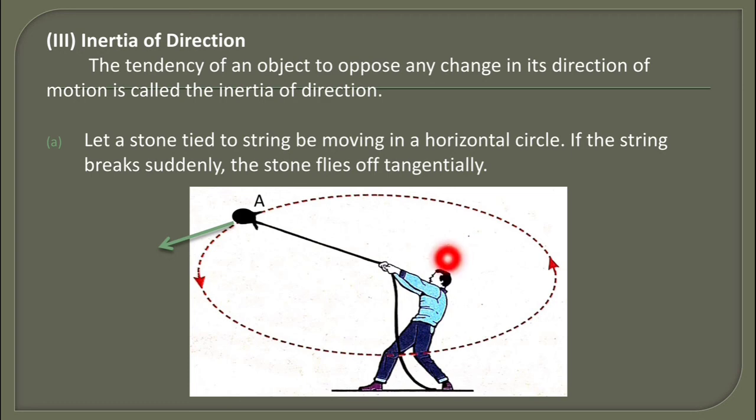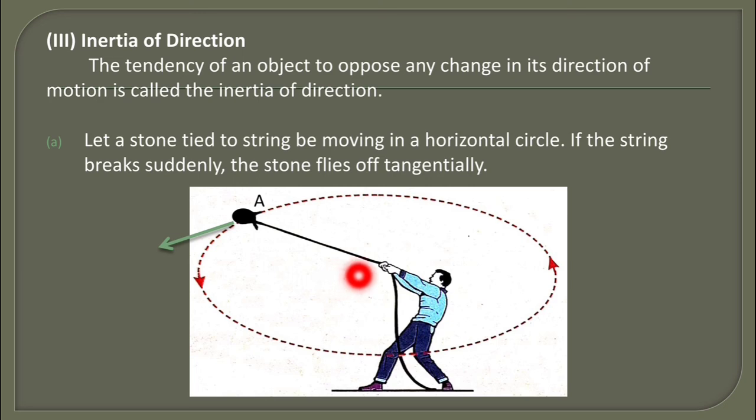In this situation, you can see that the man is describing a horizontal circle with the help of a stone and a string. And this man is constantly providing a pull to the stone, which helps the stone to move in a horizontal circle. It means if there is no pull acting on this stone, then the stone will not describe this horizontal circle. So what happens if the string breaks suddenly?